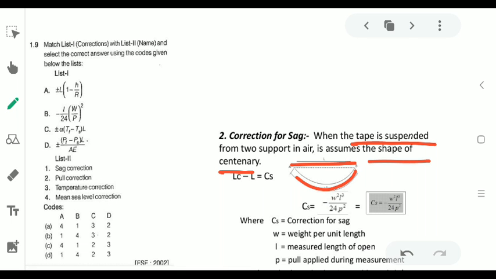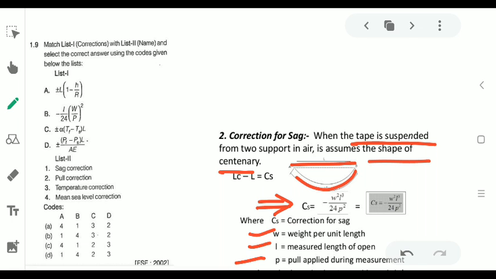Greater. So that means we need to subtract the value corresponding to sag correction, which is given by W square L cube divided by 24P square, where W is the weight per unit length, L is the measured length of the chain between 2 points, and P is the pull applied during measurement.